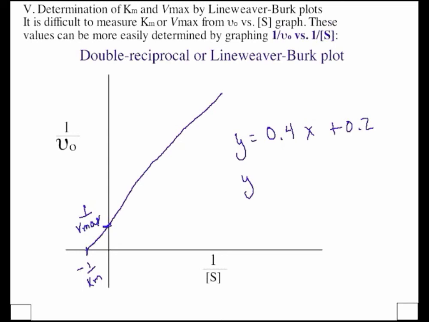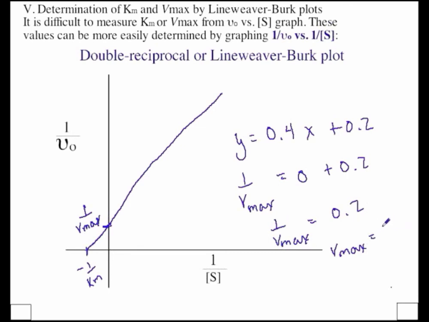So let me actually just plug in for that. So this is going to be 0 plus 0.2. So again, 1 over Vmax is 0.2, which is exactly what we got the other way. Vmax is going to be equal to 1 divided by 0.2, or 5. Right? Same exact calculation, really, just different approach to it.